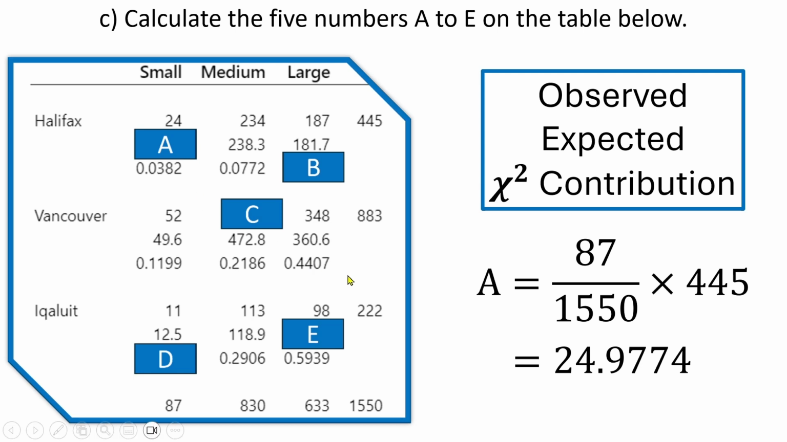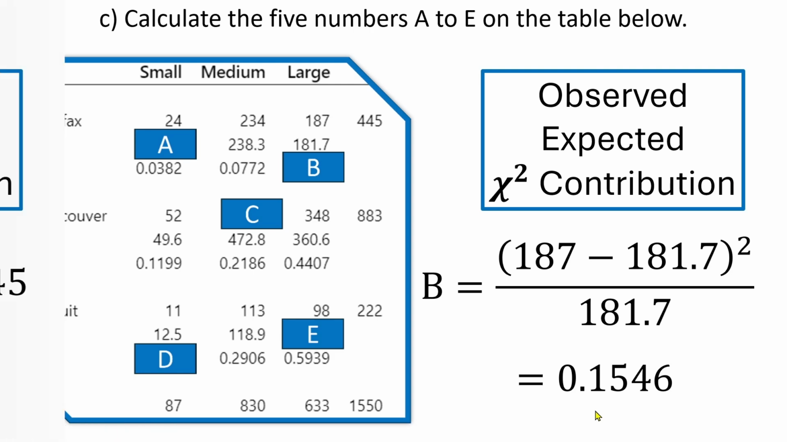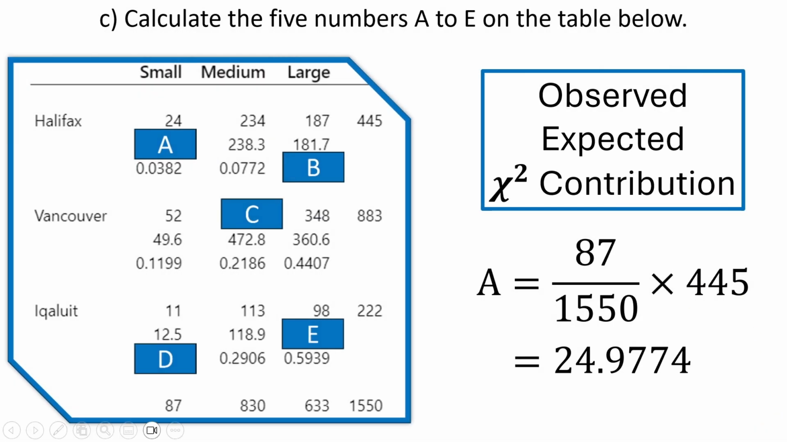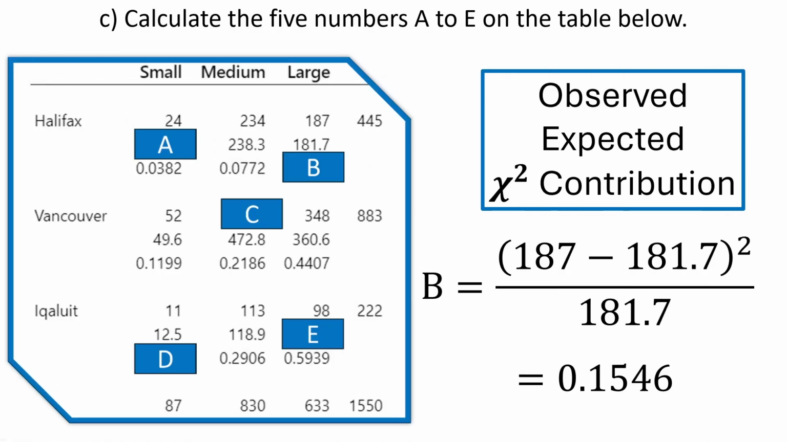So for part A, we're looking at the number in the middle. That's an expectation. To get the expectation, you take the column total divided by the grand total times the row total. And so we get that number, 24.9774. For part B, we're looking at the third number. So that's a chi-squared contribution. To do that calculation, we take what we observed, 187, minus what we expected, 181.7. So that's our deviance. We square the deviance, and then we divide again by the expectation. So that contribution is, in this case, 0.1546.